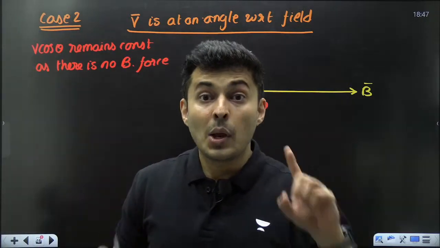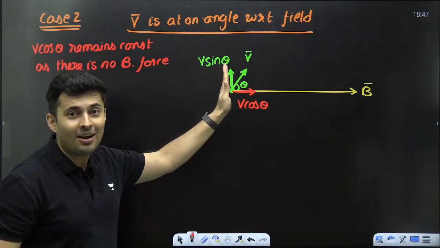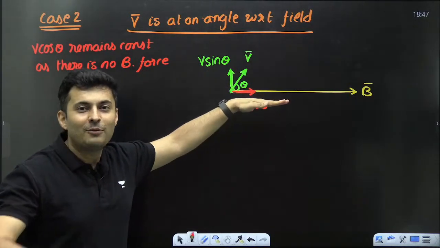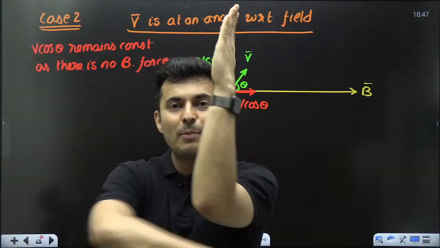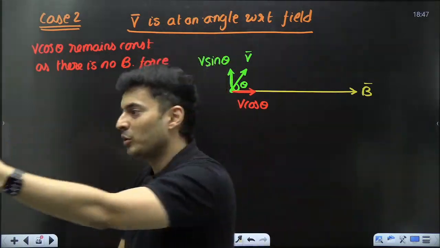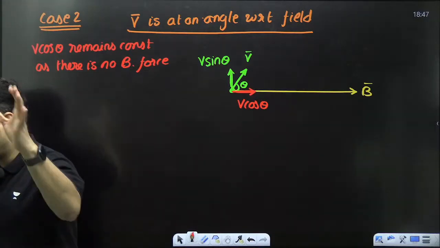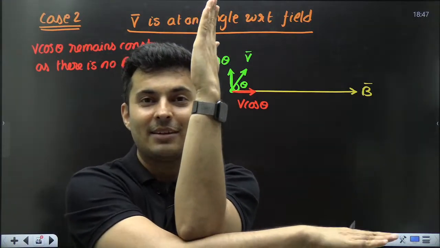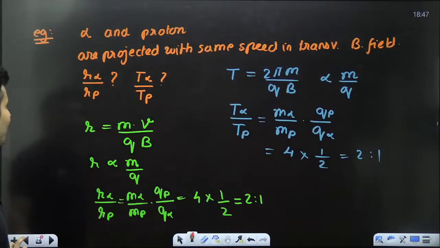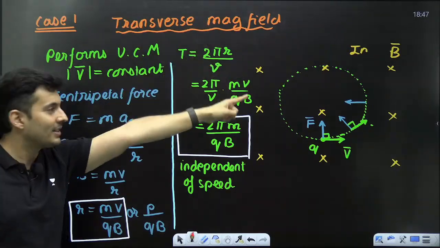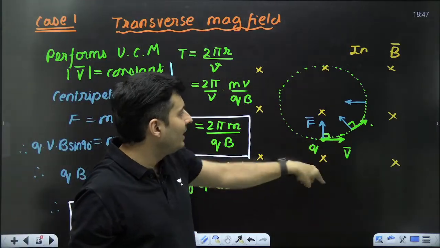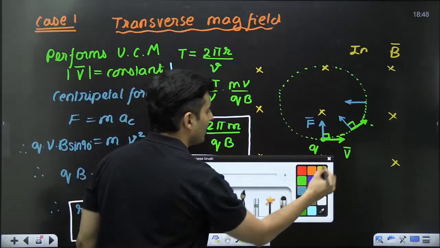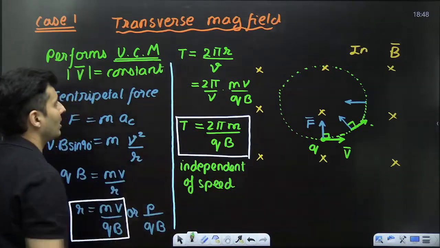Everyone agrees with this? But v sine theta is perpendicular to B. And we just studied what happens when there is velocity perpendicular to the field. What happens? Put it up in the chat box. Thank you, Rani. What happens when the velocity is perpendicular to the magnetic field? I just showed it to you right over here. The moment the velocity is perpendicular, transverse, to the field, it goes in a circular path. Uniform circular motion, right? It performs uniform circular motion.